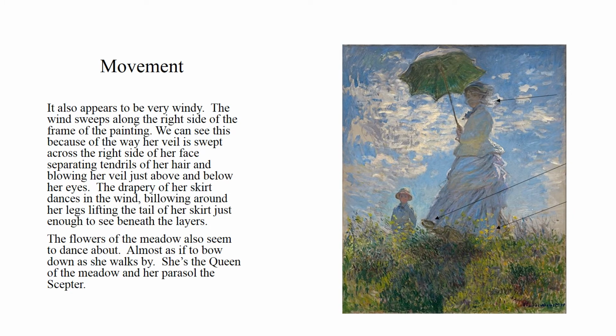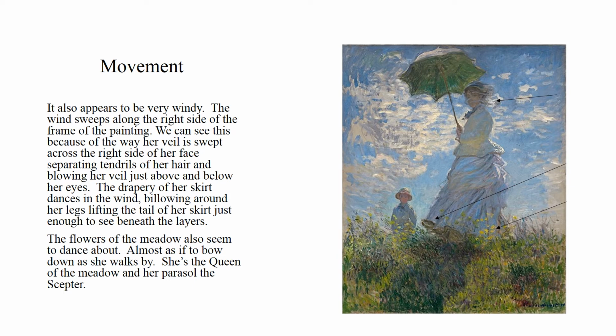Movement. It also appears to be very windy. The wind sweeps along the right side of the frame of the painting. We can see this because of the way her veil is swept across the right side of her face, separating tendrils of her hair and blowing her veil just above and below her eyes.